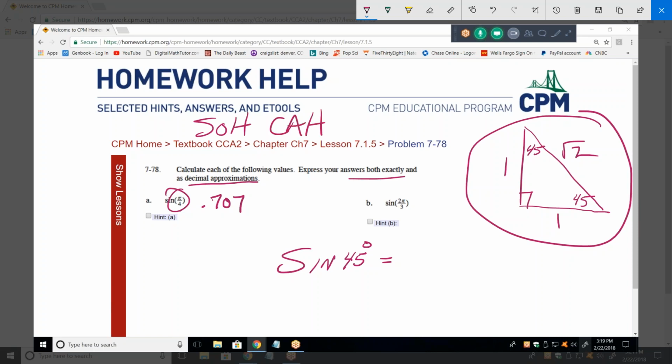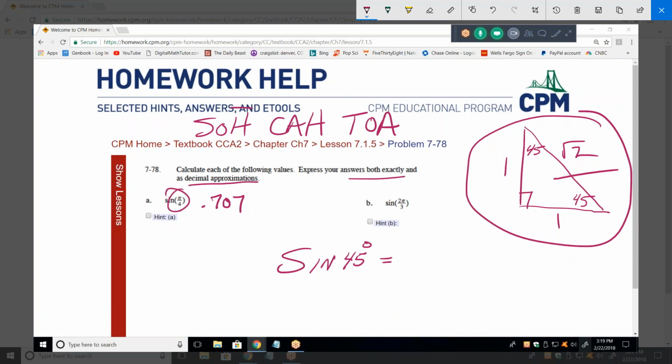0.85. Don't use your calculator. Read it off the triangle. Your calculator's not going to help you. It's not going to give you the exact answer. You'll understand once we get it. So, okay, read it off of that triangle.